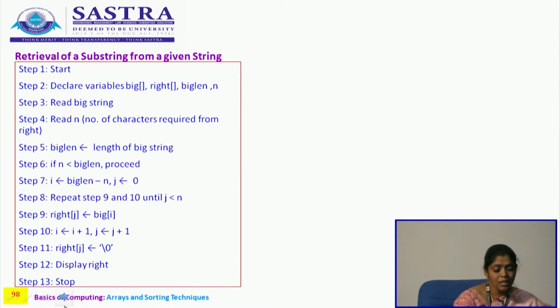The other case is how to retrieve a substring from the right hand side, that is from the last position. We have declared the variables for big and right, big length, and the number of characters from the right hand side. Once you read the big string, you read the number of characters required from the right hand side. Find the length of the string, and as usual the validity of n has to be checked, which must be less than big length. If it is less than big length, you can proceed further.